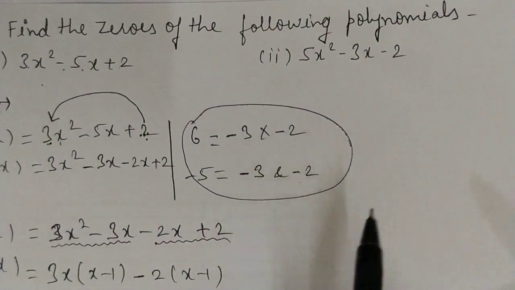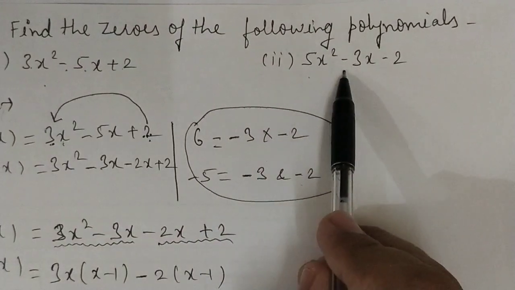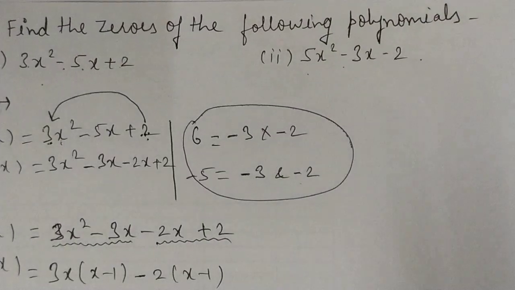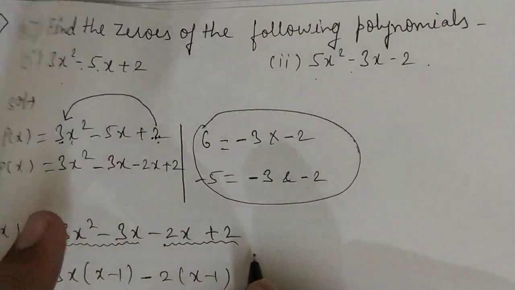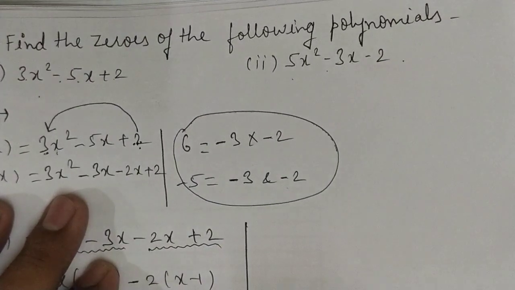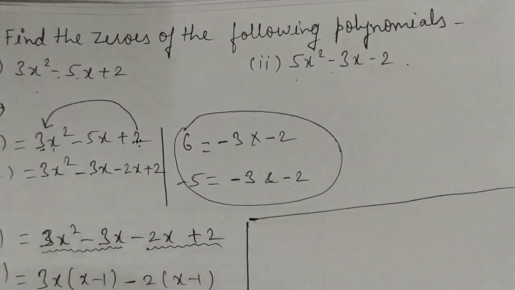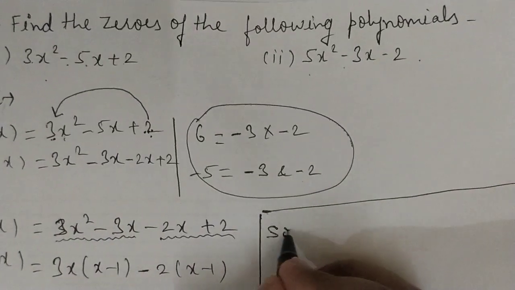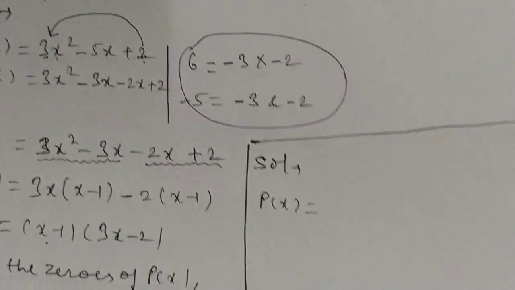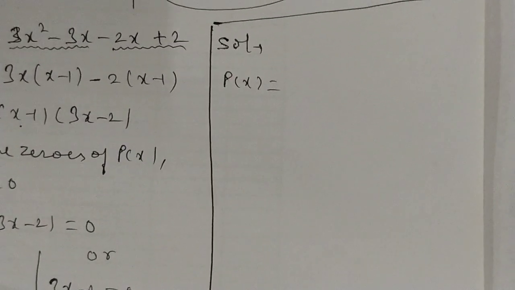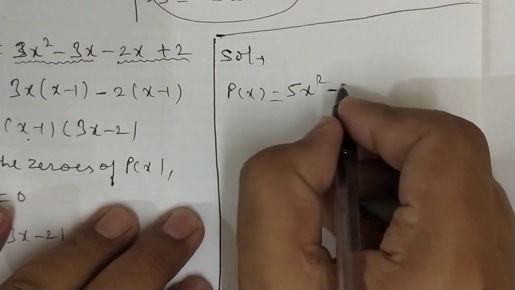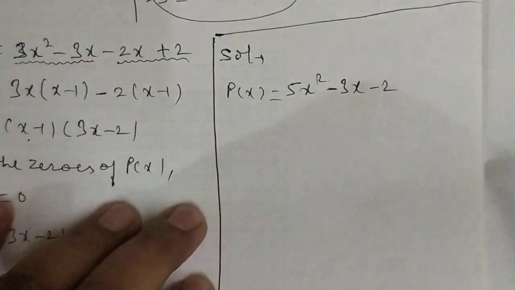So this is your next question: 5x square minus 3x minus 2. So here I am solving. See what is given. Solution. First, p of x is given. What is given? P of x. So p of x is given as 5x square minus 3x minus 2.